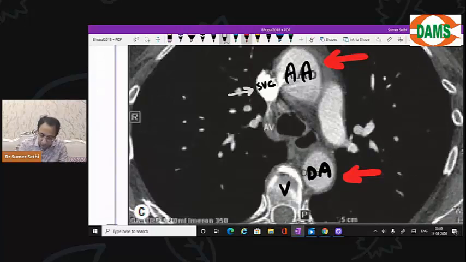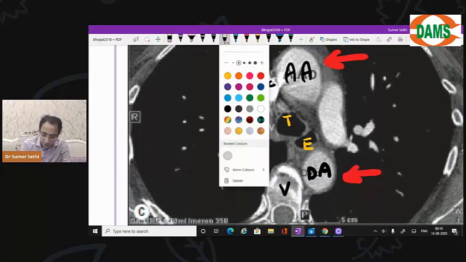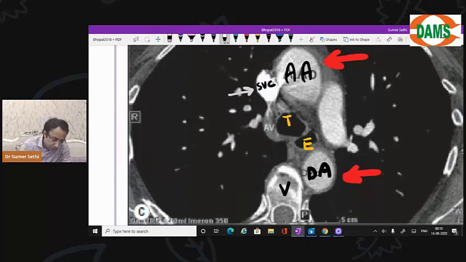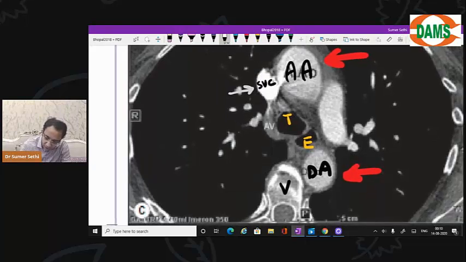Okay. Behind it, the larger air tube is the trachea. The smaller air tube is the esophagus.